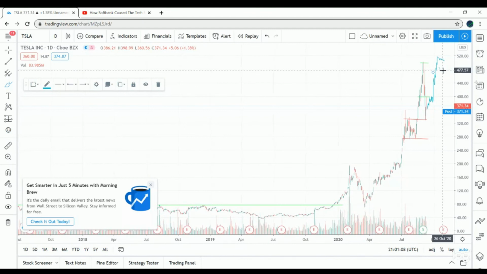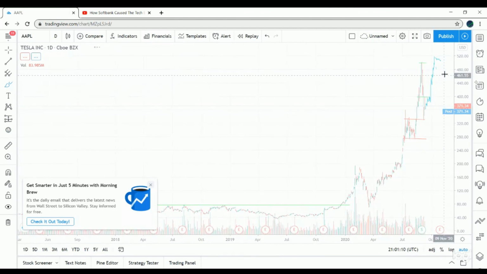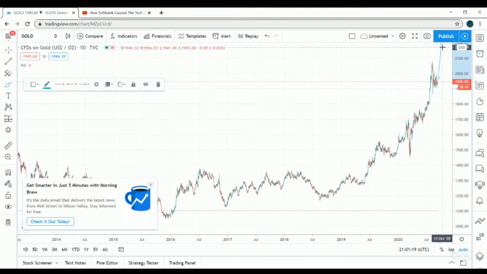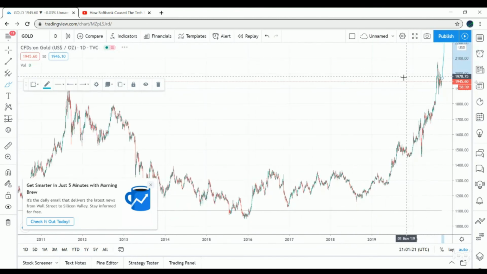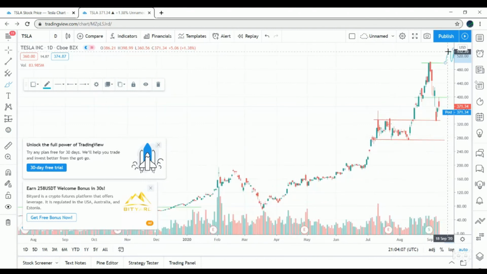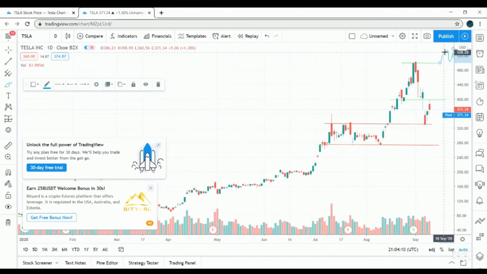I think Tesla could go all the way to Pluto, right? So it's just going to keep going up in the long term. In the long term, I love Tesla. It's probably my favorite stock that I own right now. Makes sense, because literally 60% of my portfolio is in Tesla.